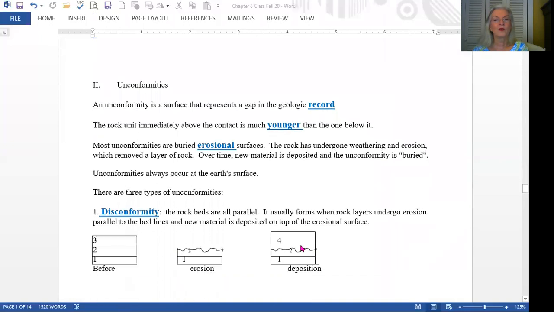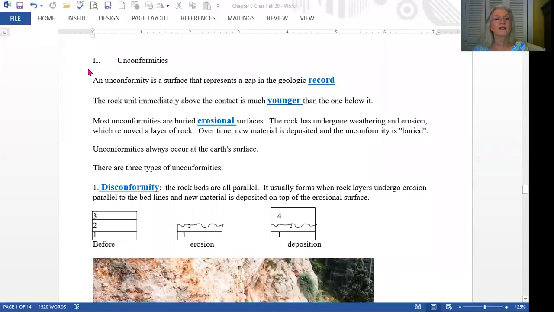All right, we want to look at unconformities. These will help us with our lab. So an unconformity is a surface that represents a gap in the geologic record. I have talked about it when I mentioned the little wiggly line and the missing rock layer in a previous example. So with an unconformity, the rock unit immediately above your contact is much younger than the one below it. And that makes you wonder, what happened? Where did the rock go? Why do I have this gap in my ages?